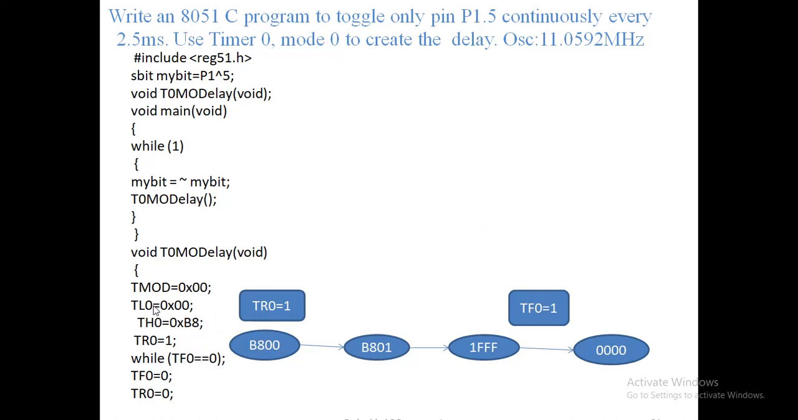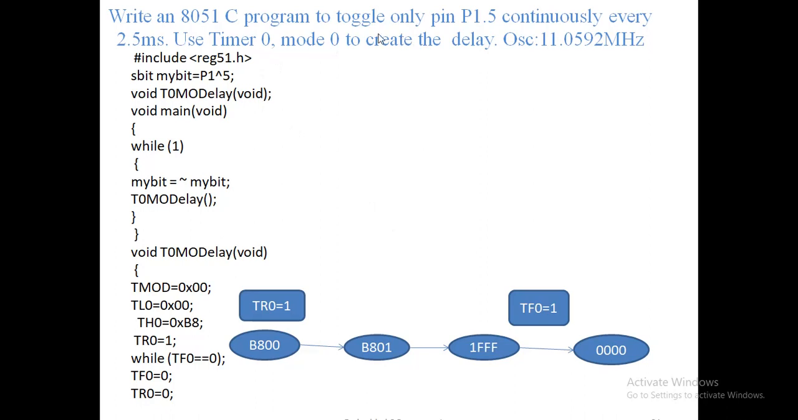B800. Why is it a lower byte? It is a higher byte. B800. Once the next clock comes, what is that? B801. What is the difference between these two events, based on the oscillator frequency? You divide it by 12. What frequency are you getting? You take the inverse, you will get 1.08592 microseconds. That is the time delay between B800 and B801, B802, B803 and so on.